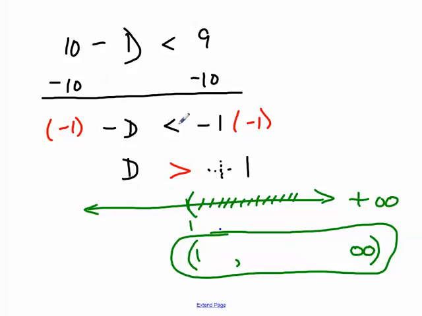This one shows that dividing by negative 1, or multiplying by negative 1, or multiplying by a negative number, means that we change the direction of the inequality. And that's the biggest difference here.